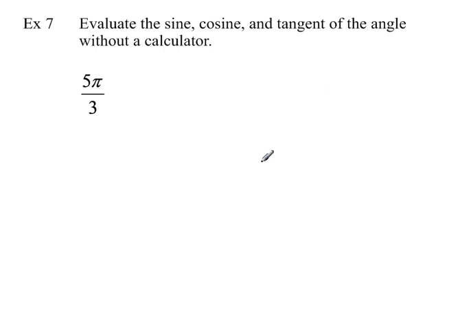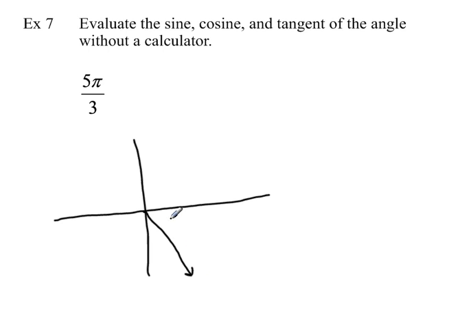All right, next one. Evaluate sine, cosine, and tangent of this angle without a calculator. All right, two ways we could do this. One way is to make a sketch of this. So 5 pi over 3 is going to be, okay, starting here, 1, 2, 3/3 gives us a straight line. 4, 5/3 is somewhere down here. So here is 5 pi over 3.